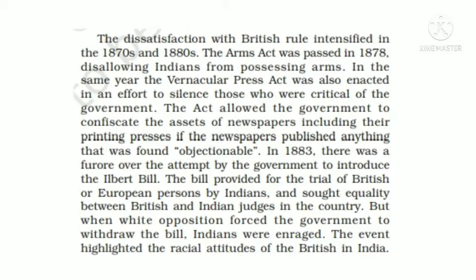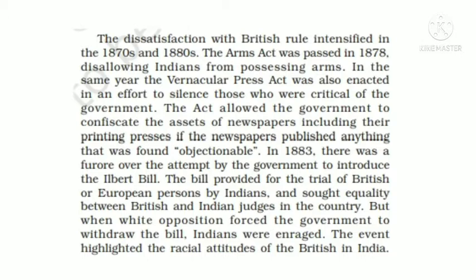The Vernacular Press Act was enacted in an effort to silence those who were critical of the government. The act allowed the government to confiscate the assets of newspapers, including their printing presses, if the newspapers published anything that was found objectionable. That means any objectionable content against the British government.